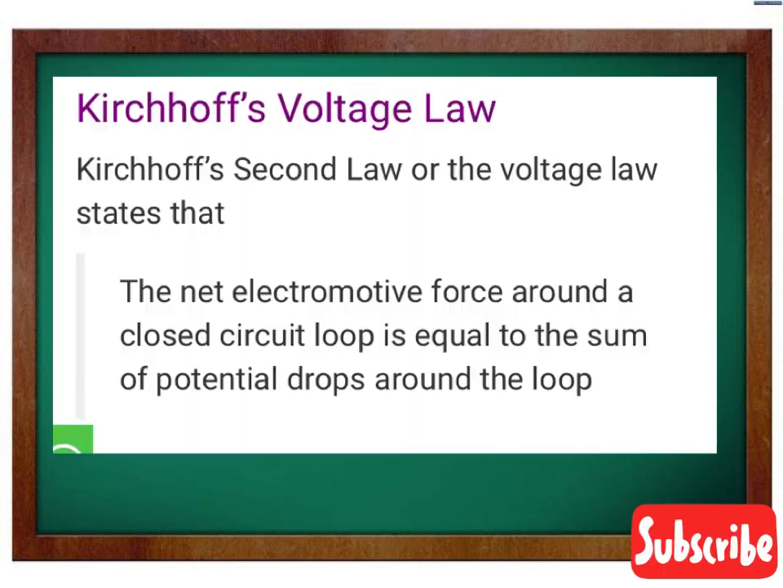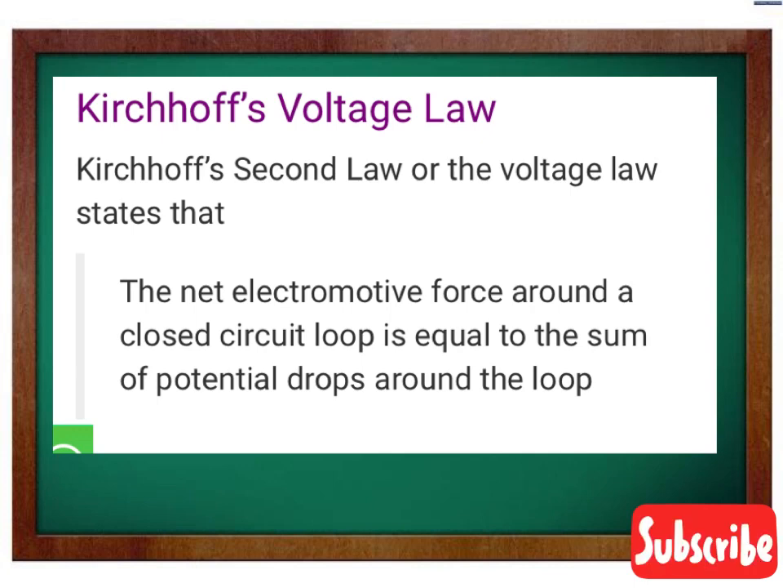Now we are moving towards Kirchhoff's second law. Kirchhoff's second law is also known as the loop rule, or Kirchhoff's voltage law. So what does the statement of the law say? The statement is: the algebraic sum of potential differences and electromotive forces in a closed loop is zero. Also you can say that in a closed loop, the algebraic sum of change in potential should be zero.